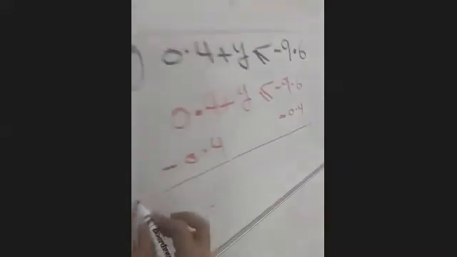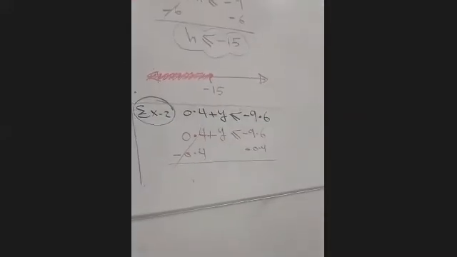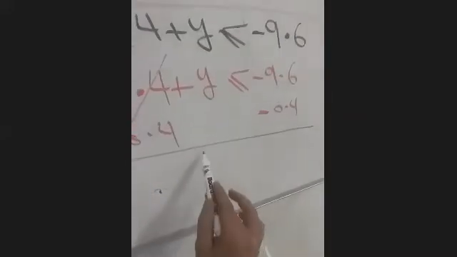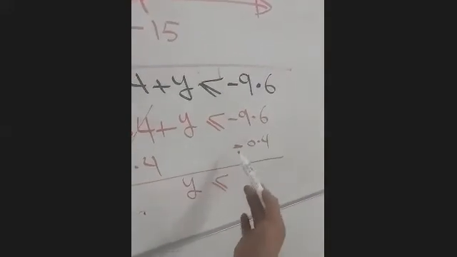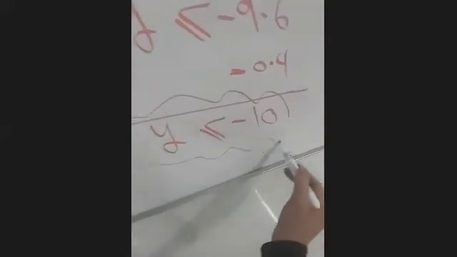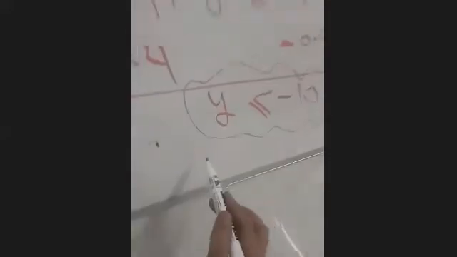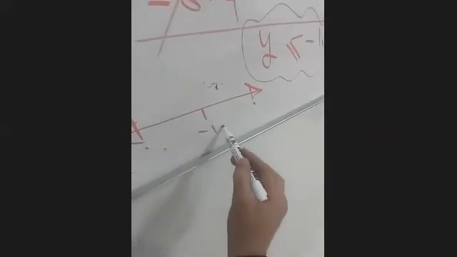Yes. Now, 0.4 minus 0.4, it's gone. It is 0. Now y still down, less than or equal negative 9.6 minus 0.4. How much? Negative 10. Exactly. So the answer, the solution. Okay. Let's graph it here together. This is negative 10 at the middle.